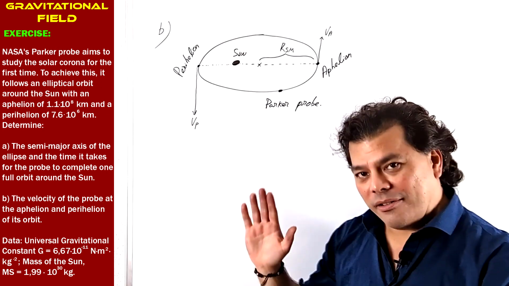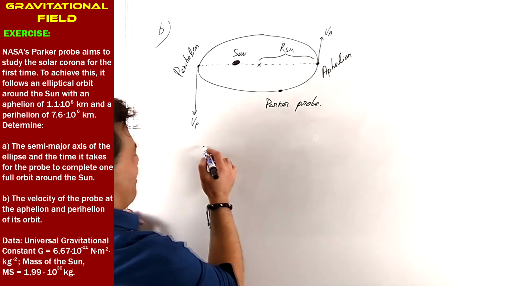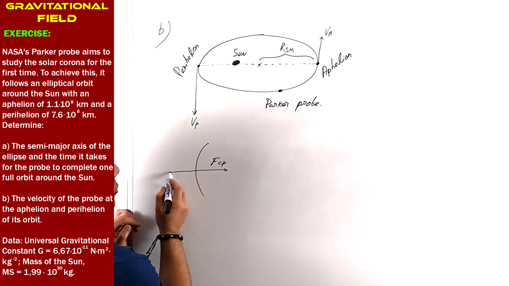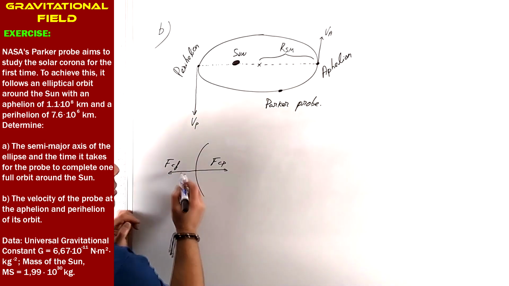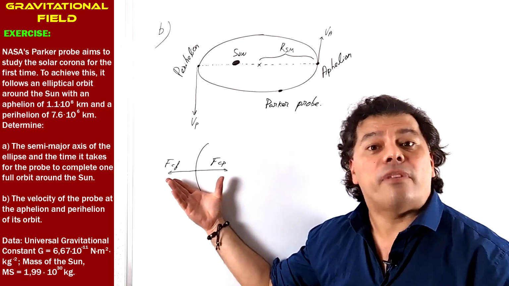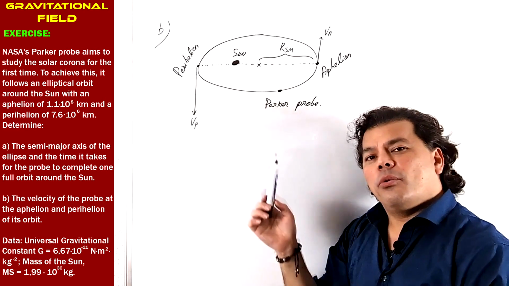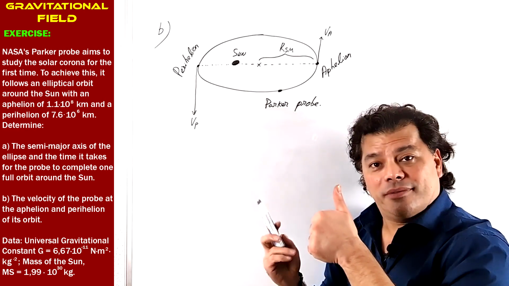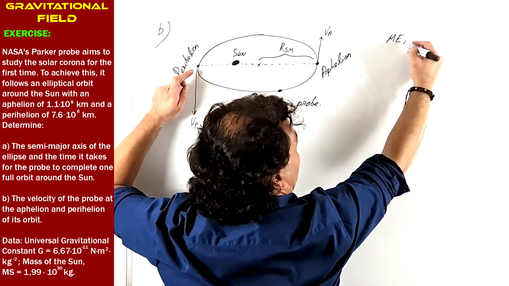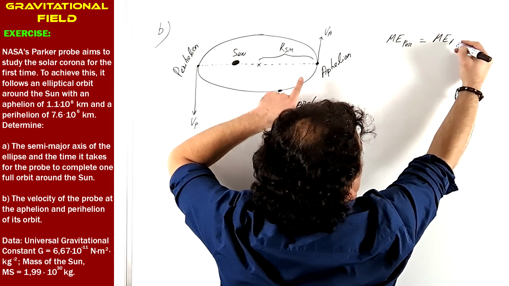Before stopping the video, let me tell you that as our orbit is elliptical, it is forbidden to balance the centripetal force and the centrifugal force. Please don't do it because our orbit is elliptical and it is forbidden to do that. So, what can we do? Even though our orbit is elliptical, what are we sure about? First of all, the conservation of the mechanical energy, that is, the mechanical energy at the perihelion must be equal to the mechanical energy at the aphelion, right?